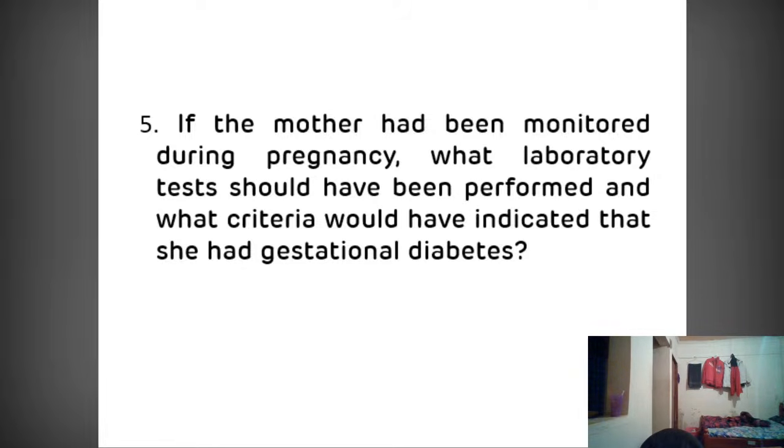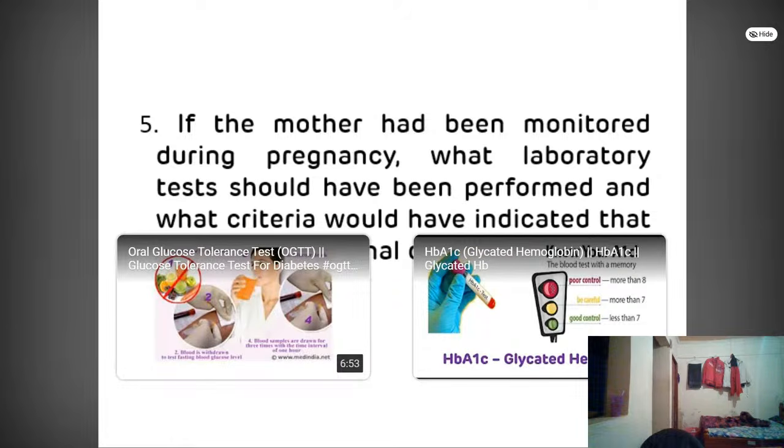If the value of the fasting sample is greater than or equal to 92 milligram per deciliter, the 1 hour value is greater than or equal to 180 milligram per deciliter, and the 2 hour value is greater than or equal to 153 milligram per deciliter, then you can confirm that the patient has gestational diabetes. This criteria is laid down by ADA, that is the American Diabetes Association.